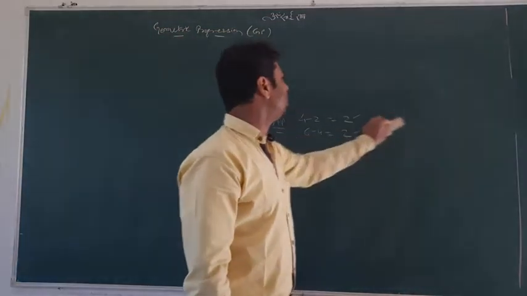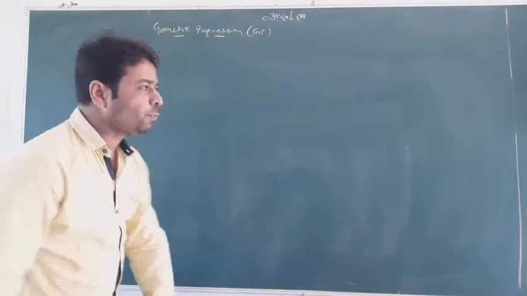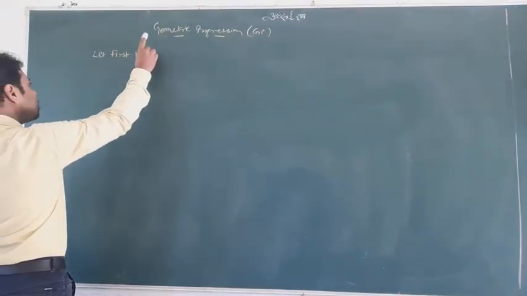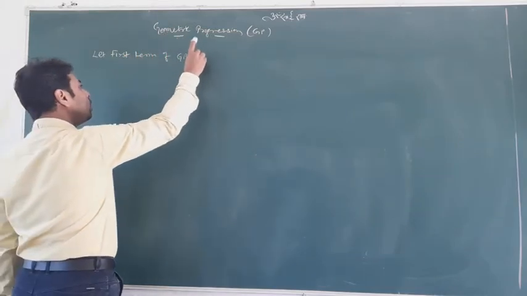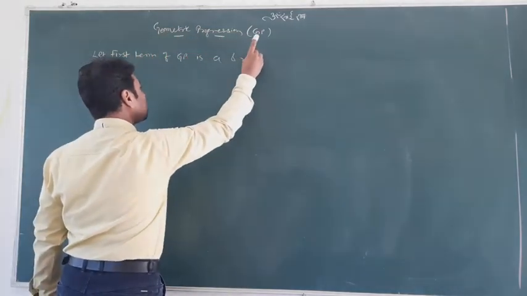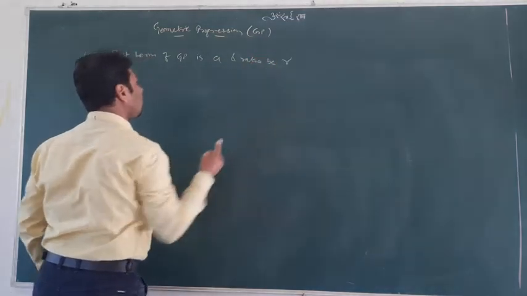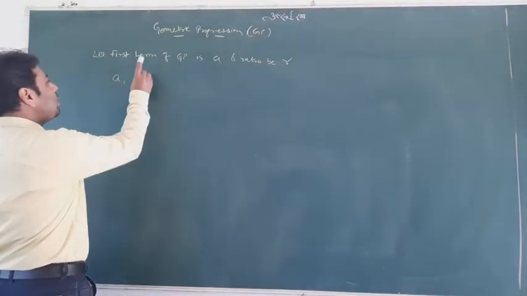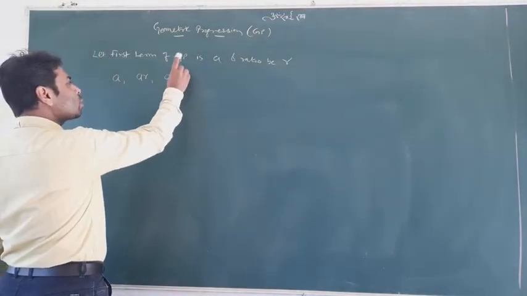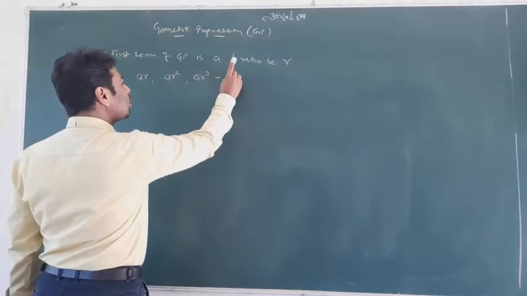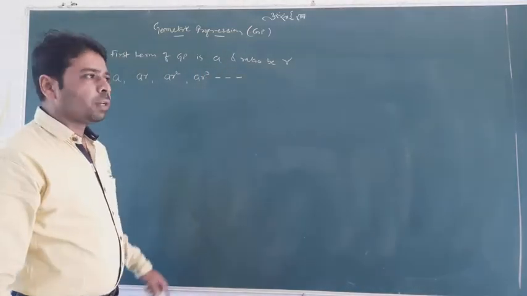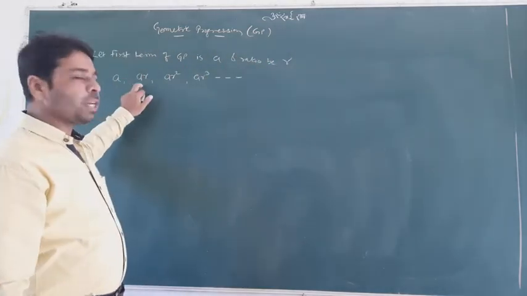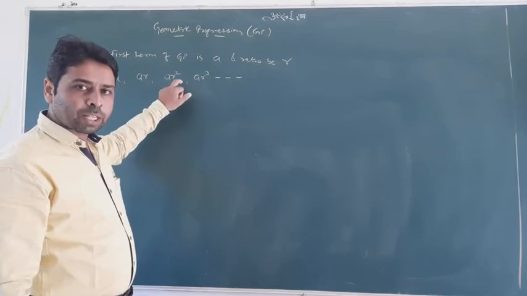Now let me come to the symbolic language. Let the first term of GP be small a and the common ratio be small r. Then the GP is given by a, the first term, then a into r, then a into r squared, then a into r cubed, and so on. Can you see that the first term is a and the common ratio is r? So the next term will be ar, the second term, and the third term will be ar squared, and so on.